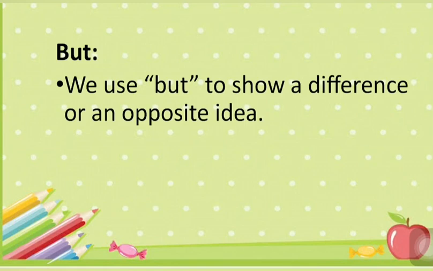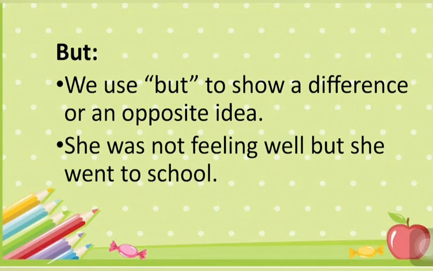Excellent. Now the next connecting word, but. Very interesting one. We use but to show a difference of opinion or an opposite idea. For example, she was not feeling well, but she went to school. Now children, she was not feeling well, so she was supposed to stay at home. But what actually happened? She went to school. So basically, this is an opposite idea or this is giving a contrast of the situation. So that's why we have used a connecting word but, because this is an opposite situation joined together.